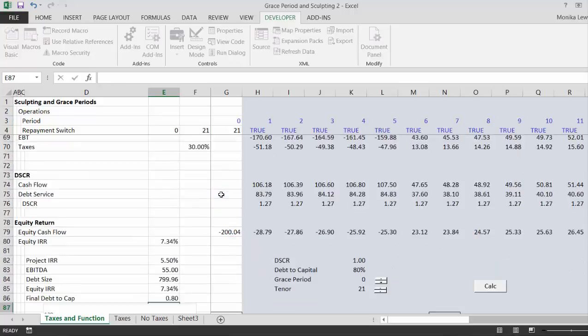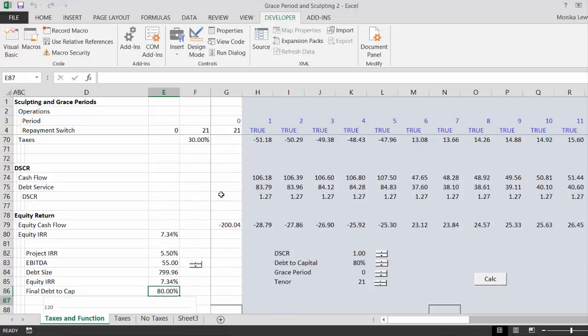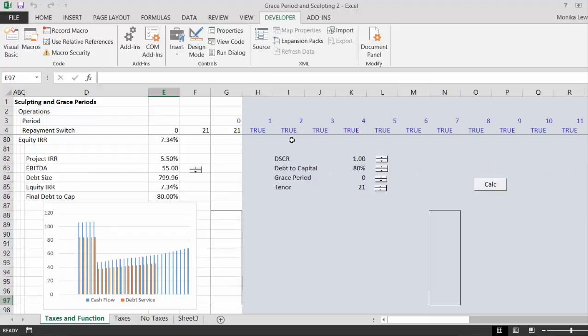okay, then no. So we're hitting the cap, but if they require higher DSCR, come on. Oh, then we're hitting our debt to cap ratio problem. Okay. All right. And so now the sculpting is really the issue.